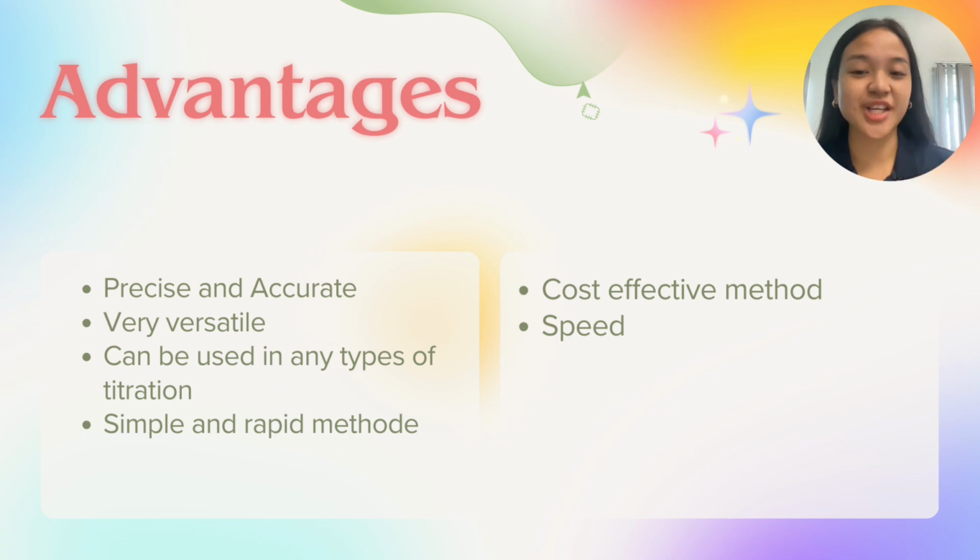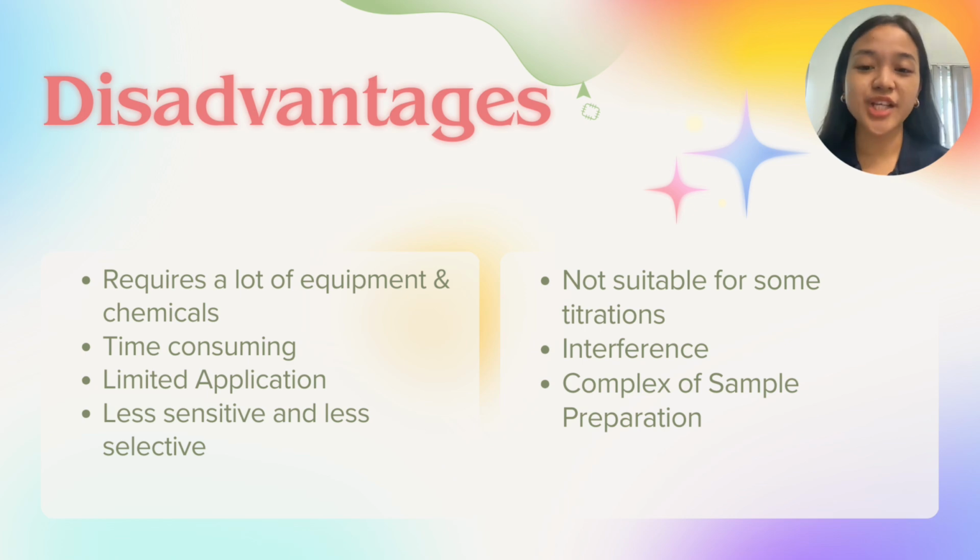Hello everyone, so next we are going to talk about the advantages of volumetric analysis in cosmetic industry. So first, it is precise and accurate. Second, it is very versatile. Third, it can be used in any types of titration. Fourth, it is a simple and rapid method. Fifth, it is a cost-effective method. And lastly, speed.